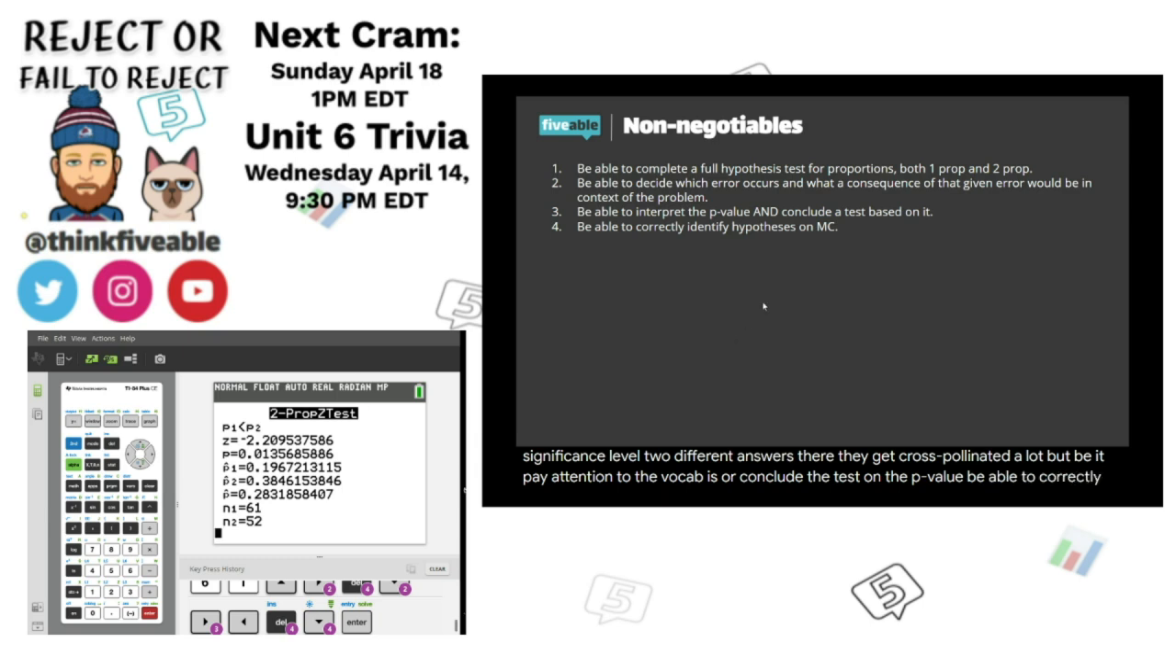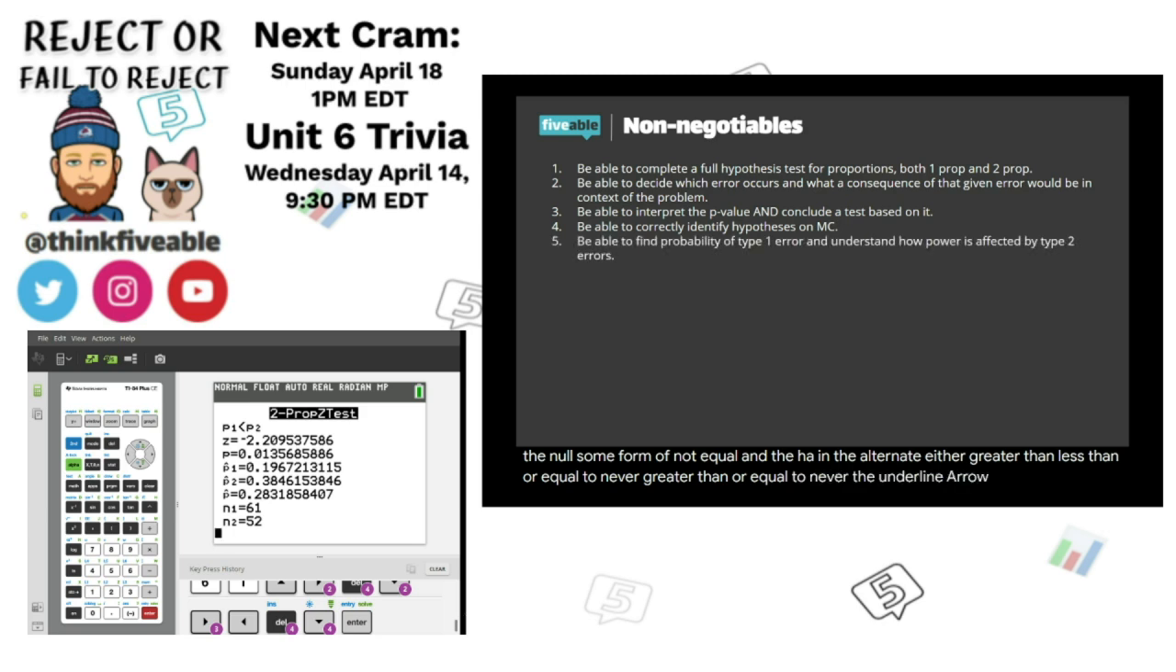Be able to correctly identify the hypotheses on multiple choice. Always p, never p hat. And always equal in the null, some form of not equal in the Ha, in the alternate. Either greater than, less than, or not equal to. Never greater than or equal to. Never the underlined arrow. And be able to find the probability of type 1 error, that's the significance level, and understand how power is affected by type 2 errors. Okay, the probability of making a type 2 error is the complement of the power. If you want to increase the power, increase the sample size, and increasing the power lowers the probability of making a type 2 error. Okay, that's kind of our 5 non-negotiables for this week.